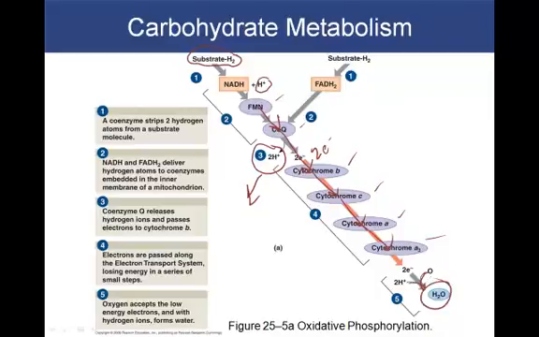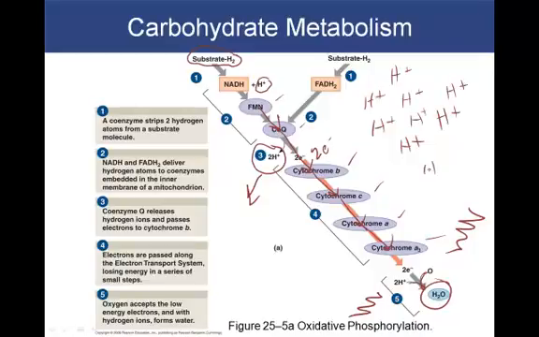As this is happening, again, we have hydrogen ion pumps that are creating a concentration gradient in the intermembrane space. This is the intermembrane space, and this would be the matrix of the mitochondrion. So these pumps are pumping hydrogen ions into the intermembrane space, creating a huge concentration gradient.